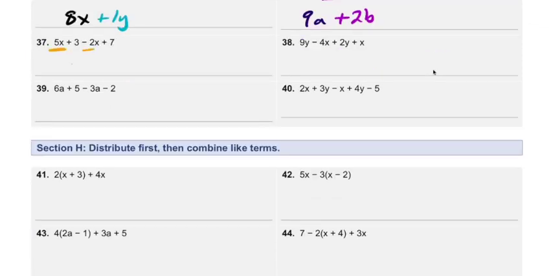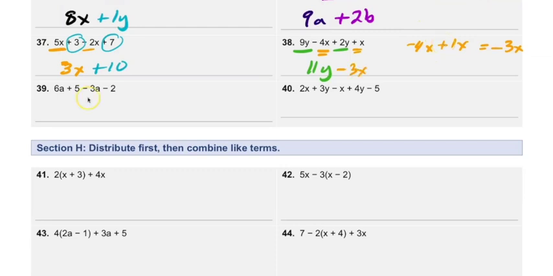So 5x and 2x gets me 7x. And then 3 and the 7. 3 plus 7 is 10. There we go. Over here, 9y and 2y is 11y. And then negative 4a plus 3 plus 1a. Again, different signs, so I subtract. 4 minus 1 is 3. And then you keep the sign with the bigger number, so negative. So minus 3a.